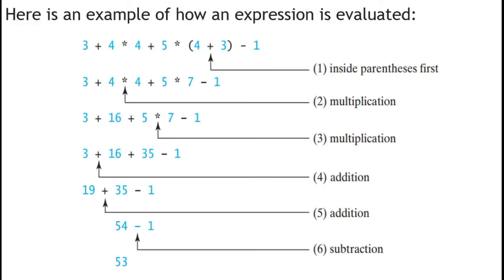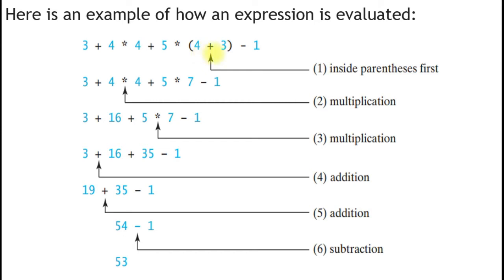Here is an example of how an expression is evaluated. So we have the expression 3 plus 4 times 4 plus 5 times (4 plus 3) minus 1. We see parentheses here. When an expression has parentheses, that is what we evaluate first, before applying the rule of precedence. Regardless of the operator inside the parentheses, it is still what we do first. So first, we evaluate what is inside the parentheses.